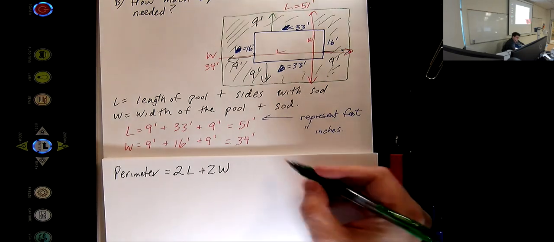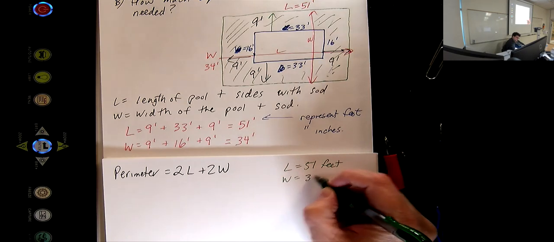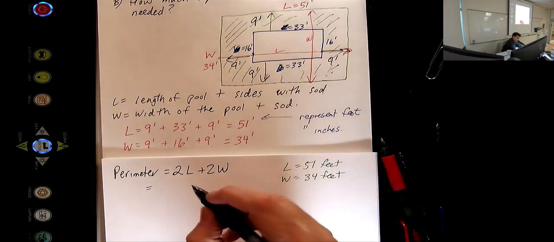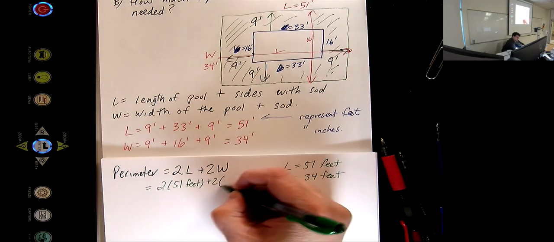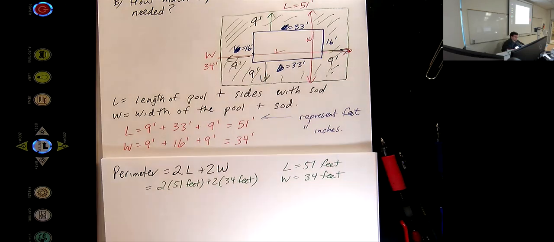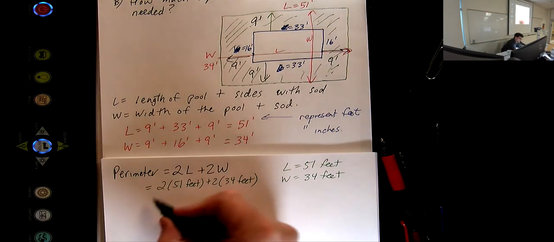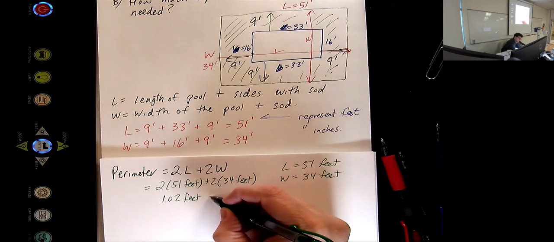So I know L is 51 feet, and I know width is 34 feet. So I think I have everything I need to figure out the perimeter. The perimeter is going to be 2 times 51 feet plus 2 times 34 feet. So this is where our order of operations came in. We got 2 times 51 is 102 feet, and 2 times 34 is 68 feet.